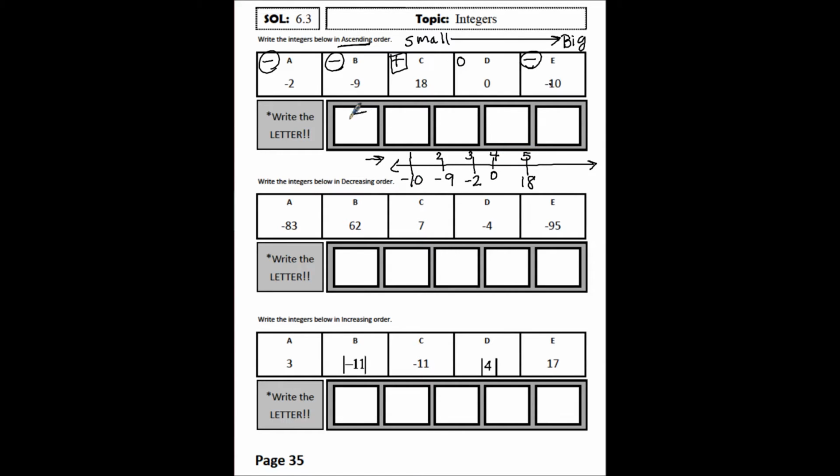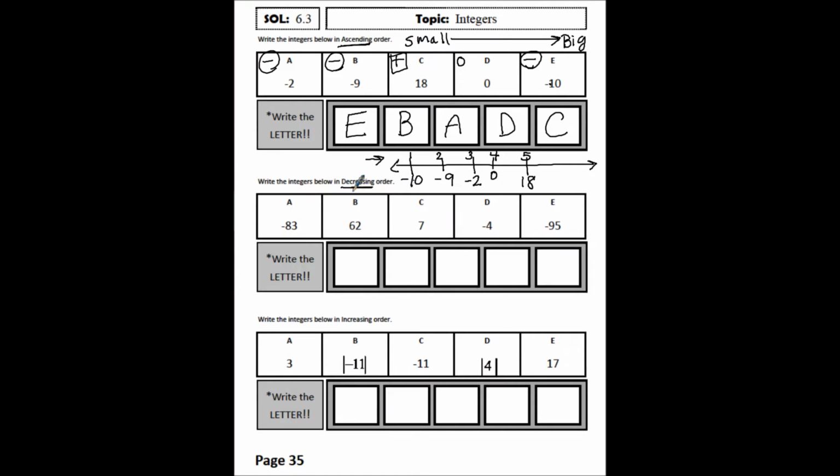Negative 10 is E, so E will be first. The next smallest is negative 9, or B. Then we have negative 2, or A, 0, or D, and positive 18, which is C. E, B, A, D, C is now in ascending order. You should pause and try the rest of this section on your own, and then play back and fix your answers.